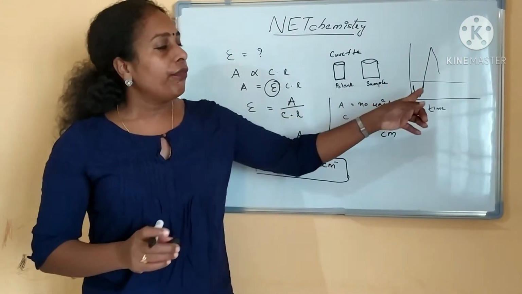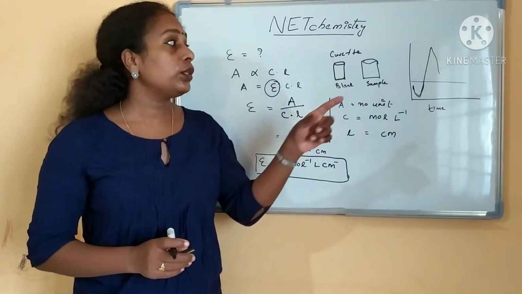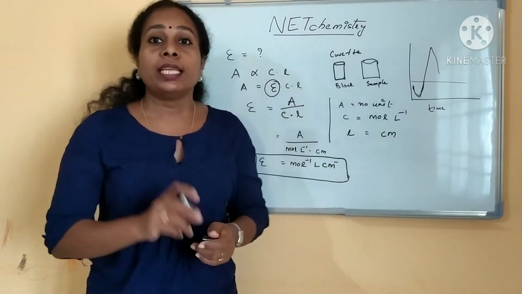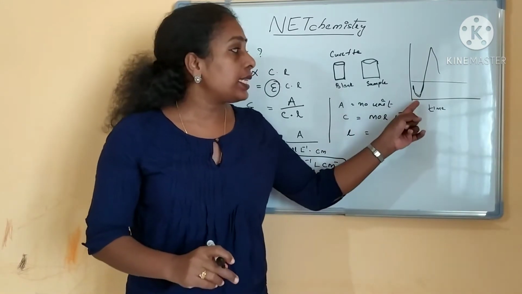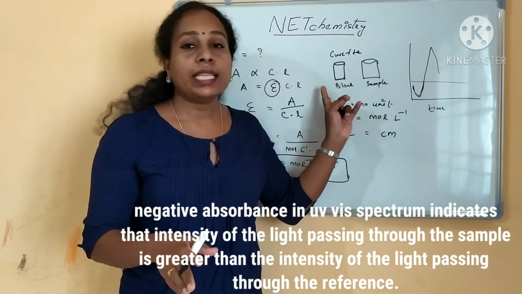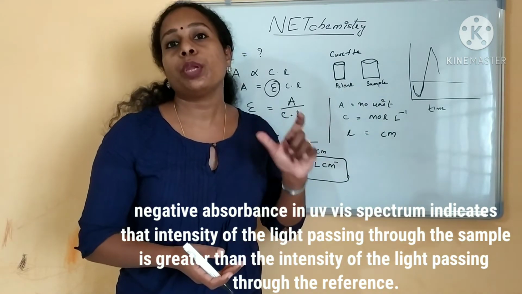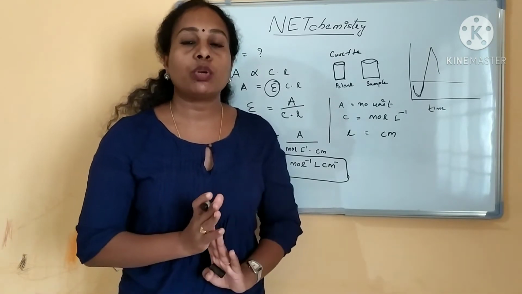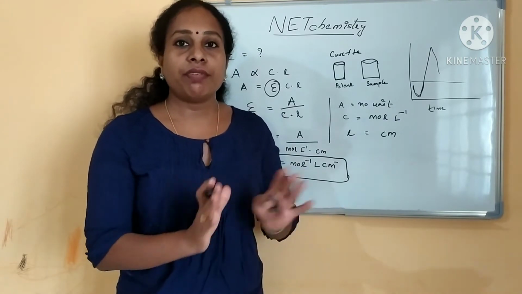the concentration of the sample. When we get a negative peak, it indicates that the intensity of the light passing through the sample is more than that passing through the blank. This is what the negative peak indicates. If you look at the question paper, you can find this question. Okay, clear? This is all about UV visible spectrometer. You should know only this much about UV visible analysis. This is the way it works.